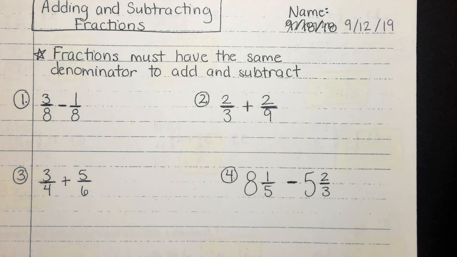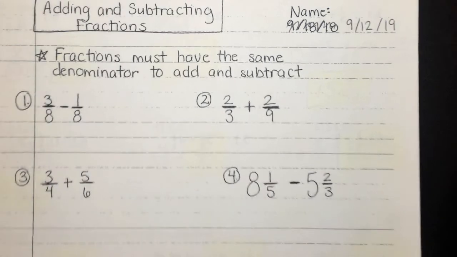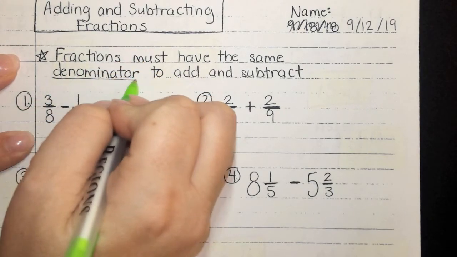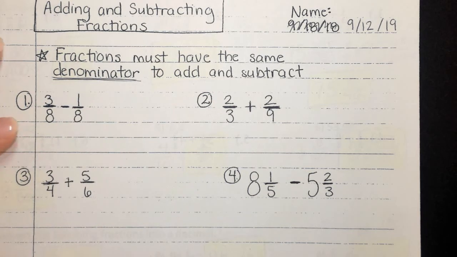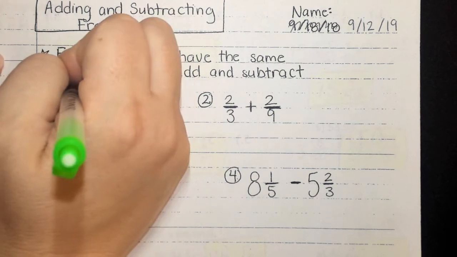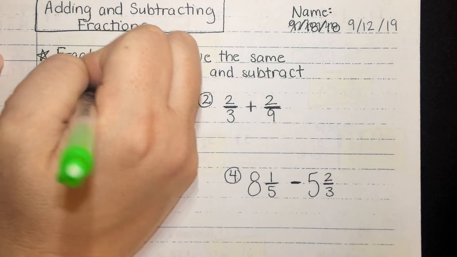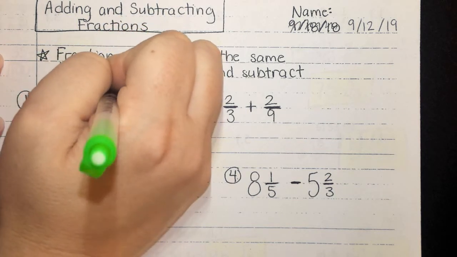When we're adding and subtracting fractions, the number one thing we have to remember is that fractions must have the same denominator. I want to underline that word, denominator, to add and subtract. Denominator is which part? The bottom. So if you didn't remember that, you might want to write under here, denominator is the bottom number.